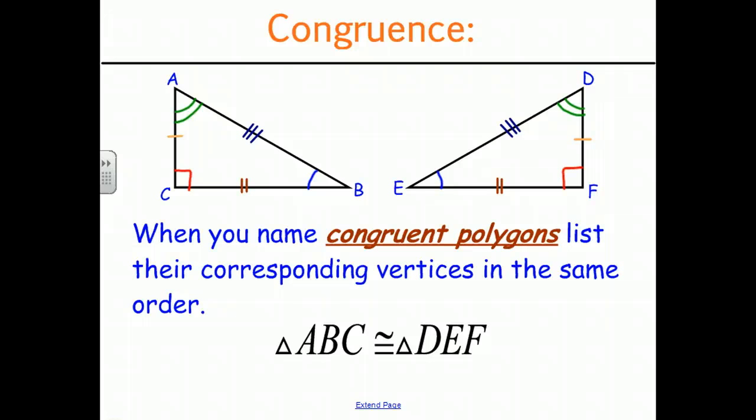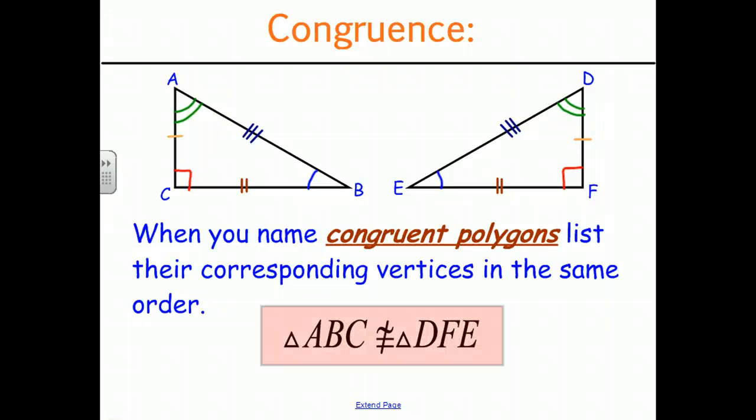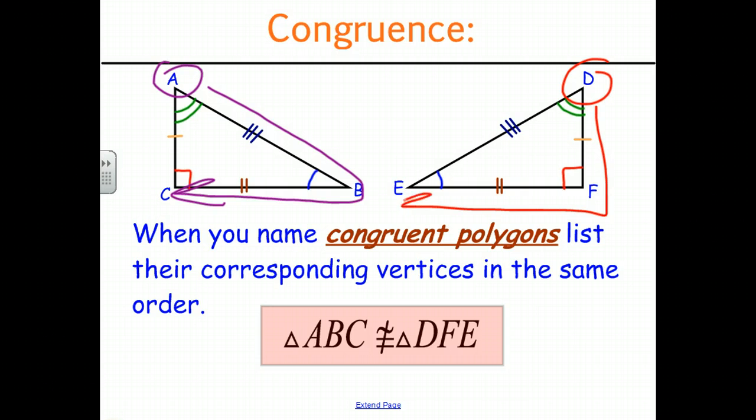What we can't do, though, is start at A, move A, B, C around the small angle, and we can't start at D and say then D, F, E, because D, F, E starts at the green larger angle and then goes to the right angle, which is not the direction that this first one goes.